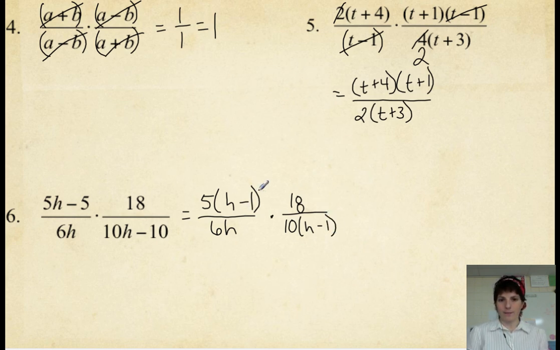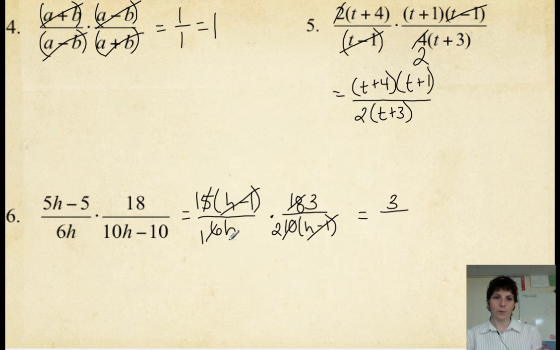Now we do our simplifying. And let's do numbers first this time. 5 over 10 becomes 1/2. 18 over 6 becomes 3 over 1. H minus 1 over h minus 1 becomes 1. I have nothing else to simplify, so I multiply across. 1 times 3 gives me a 3. And in the denominator, 1 times h times 2 times 1 gives me 2h.